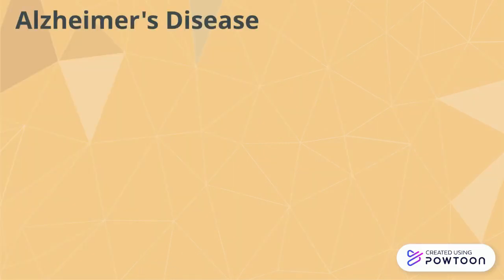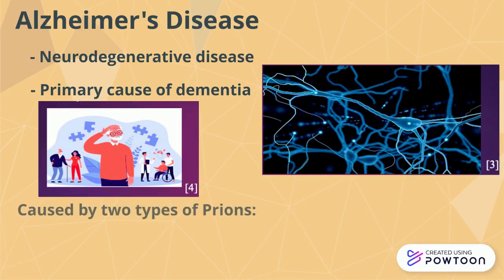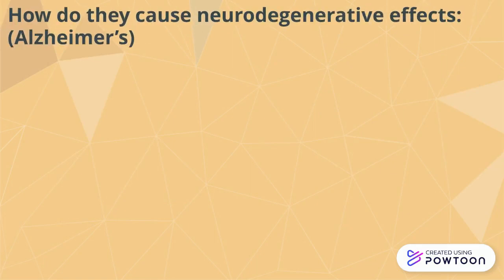Alzheimer's disease, a neurodegenerative disease and the main cause of dementia. One of the most common prion diseases, dementia is a condition of memory loss and difficulty in learning. The prions which cause Alzheimer's disease are beta amyloid and tau. How do they cause neurodegenerative effects?